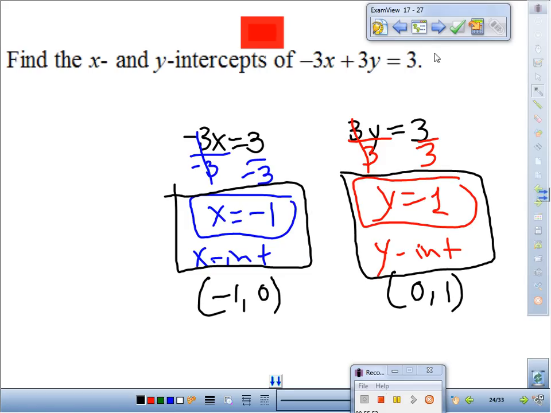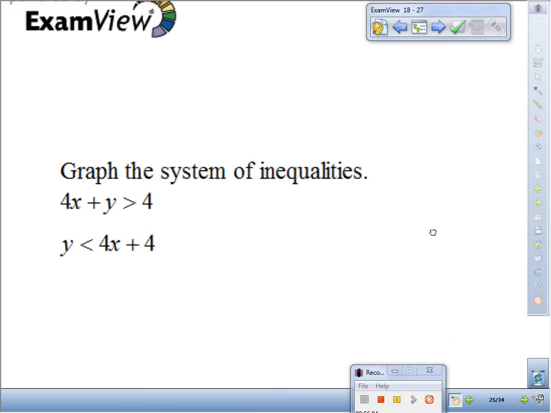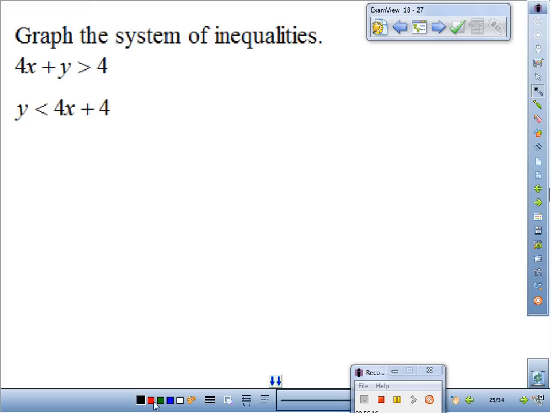Go to number 18. Here we go. Graph the system of inequalities. For these, we first need to solve both inequalities for y. Is this one already solved? Yes. How about this one? No. So, we need to get rid of this 4x from here to leave the y by itself. What do I do? Subtract 4x.